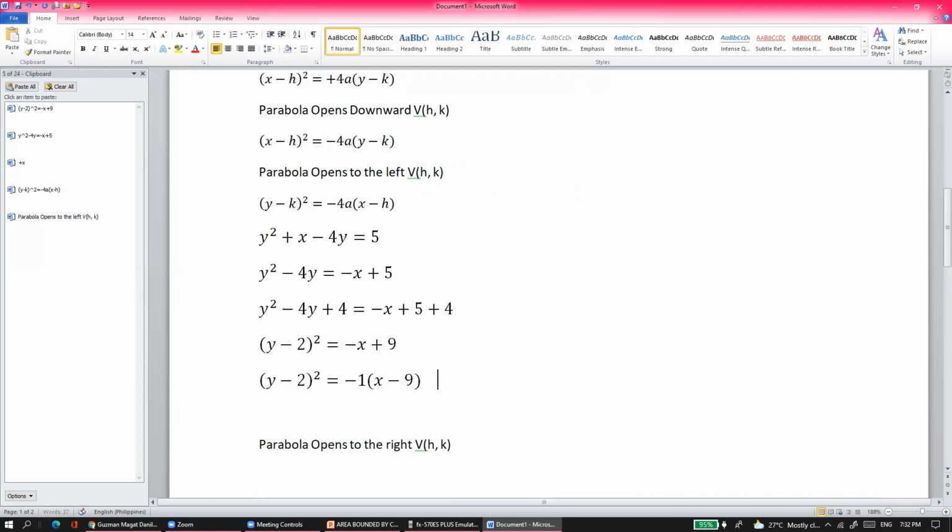Now, by comparison, actually, ang vertex natin, h and k. Ang h natin is 9.